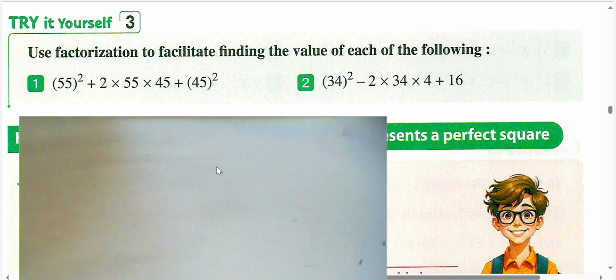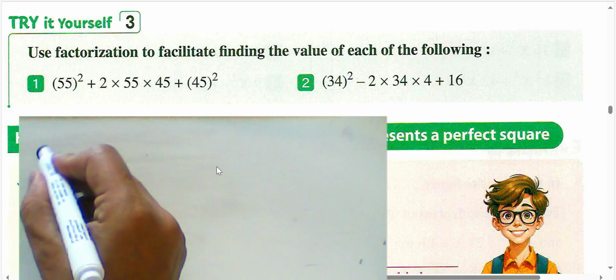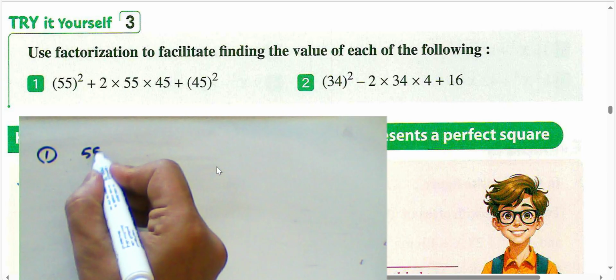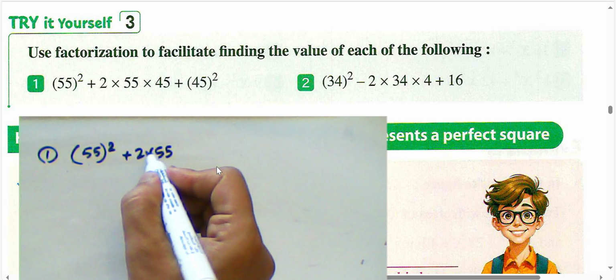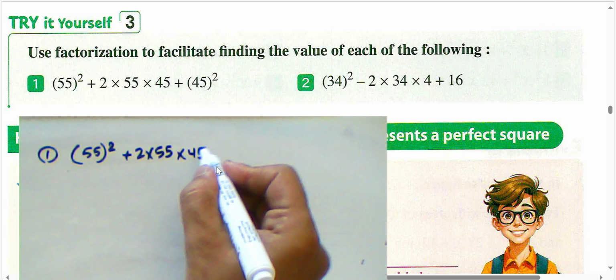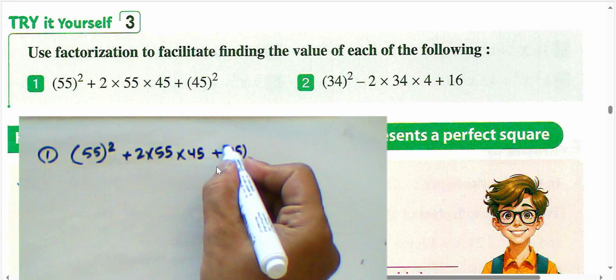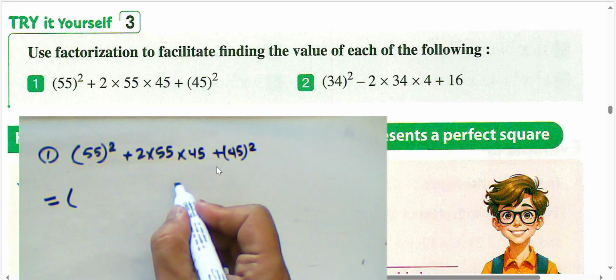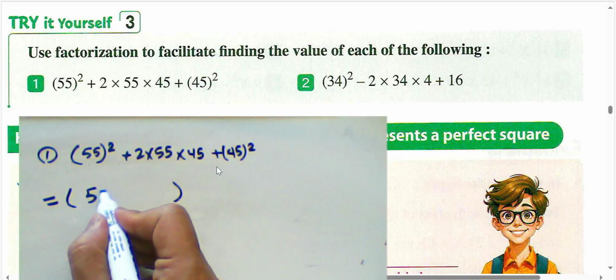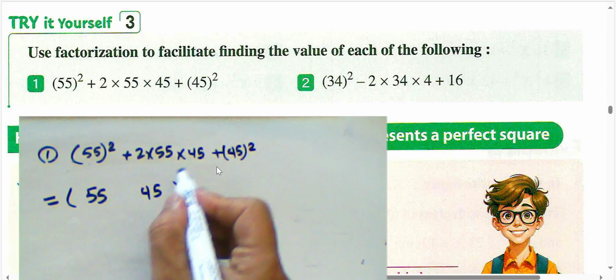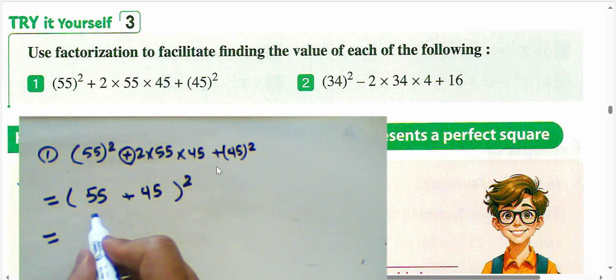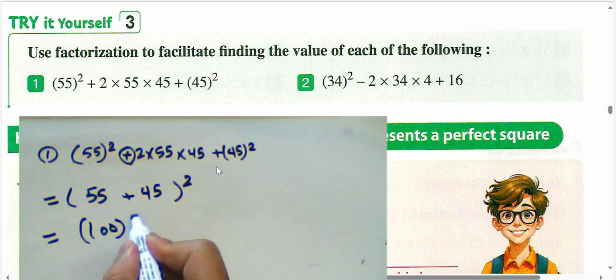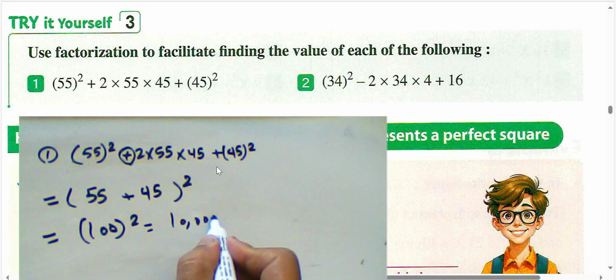And I'm going to find the simplest form of the value here, number 1. 55 power 2 plus 2 times 55 times 45 plus 45 power 2. We can find the square root of the first, which will be 55, and the third will be 45, and the sign here positive, and write power 2. Okay, we can add together, it will be 100. 100 power 2 will be 10,000.